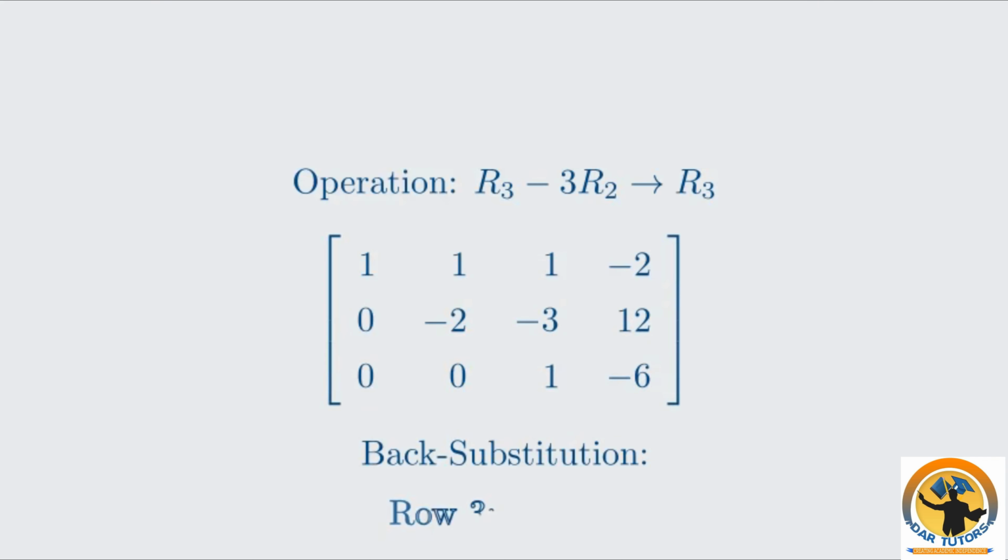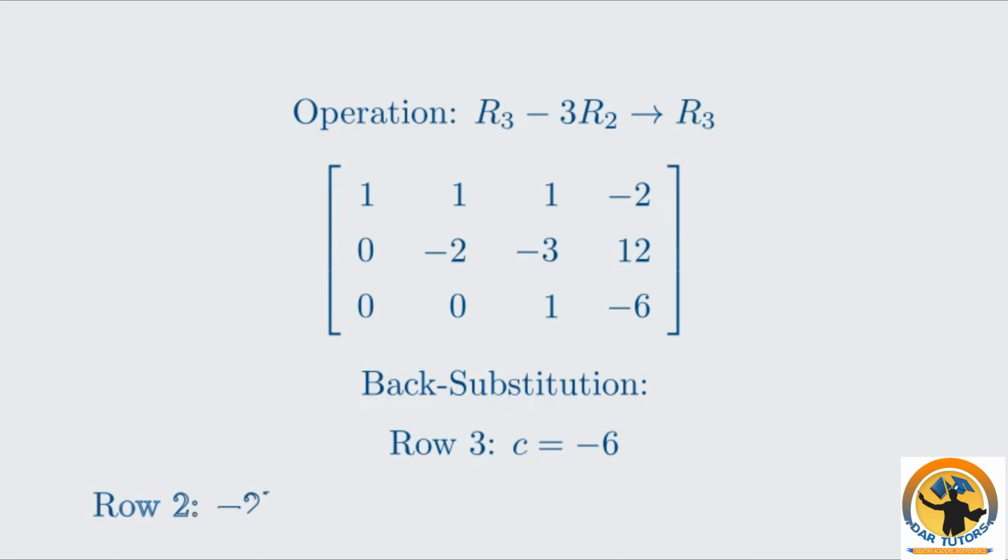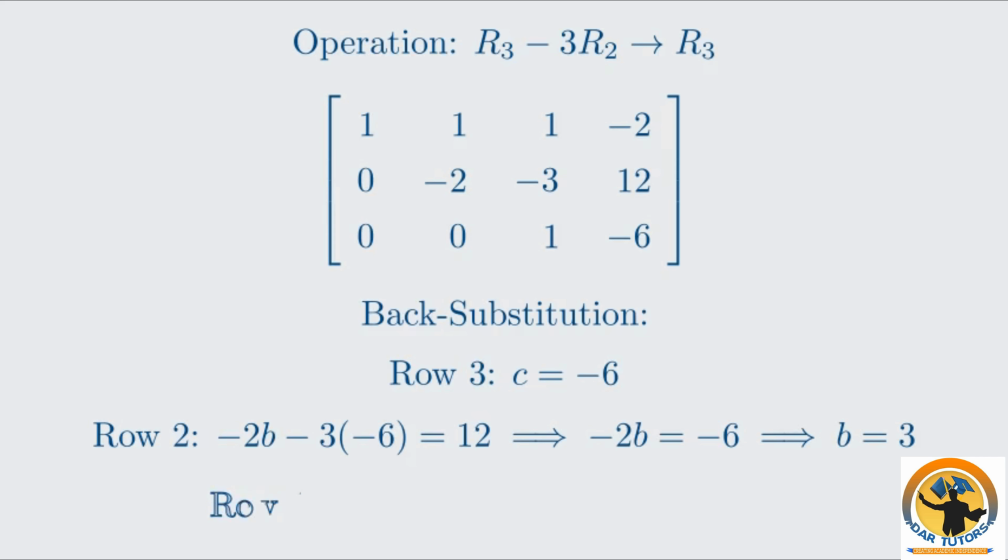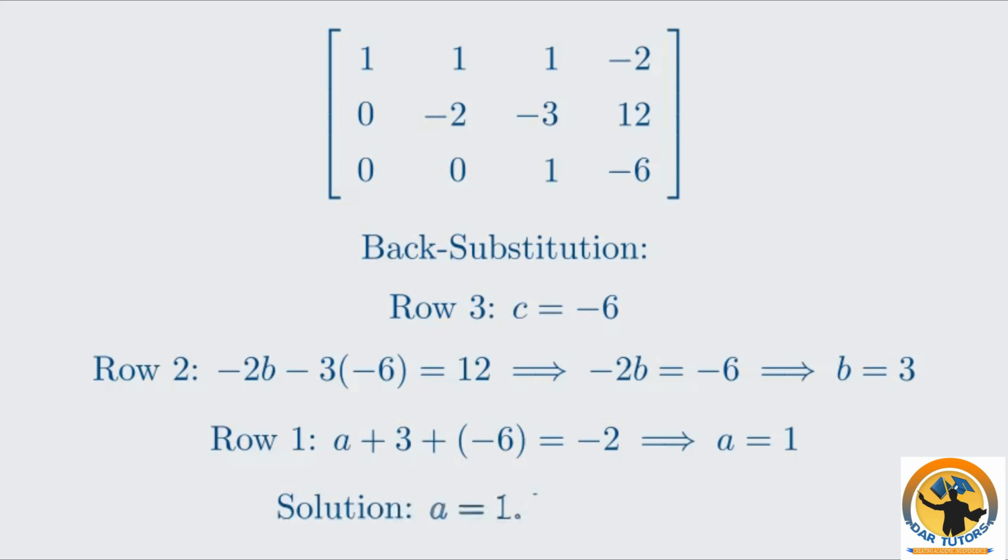The third row gives us c equals negative 6. The second row gives us negative 2b minus 3c equals 12. Substituting c equals negative 6, we find b equals 3. The first row gives us a plus b plus c equals negative 2. Substituting b and c, we find a equals 1.